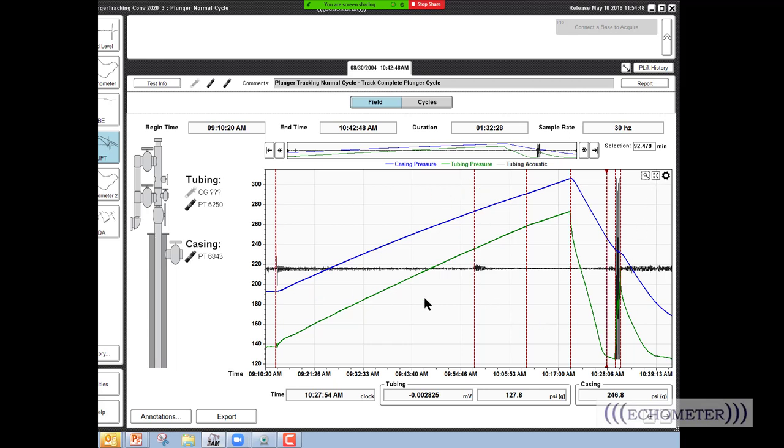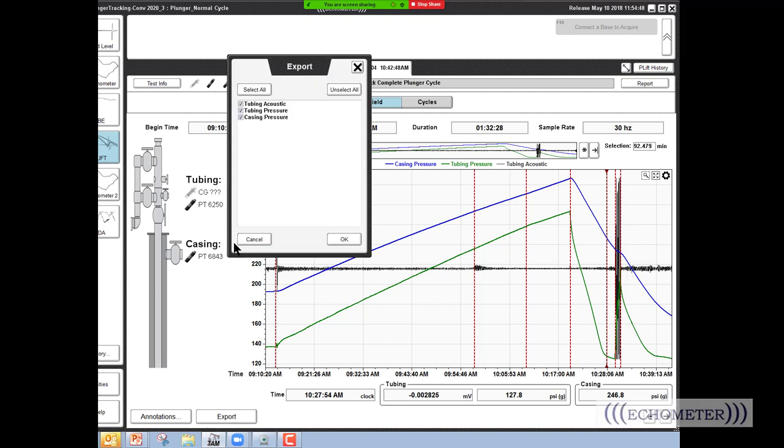When I look at this screen and go to the report, well, let me go a little farther. If you want this data to go into an Excel spreadsheet, you can come down here and click on the export button, and all these data points can be exported into a file that you can then use to do whatever you want with.